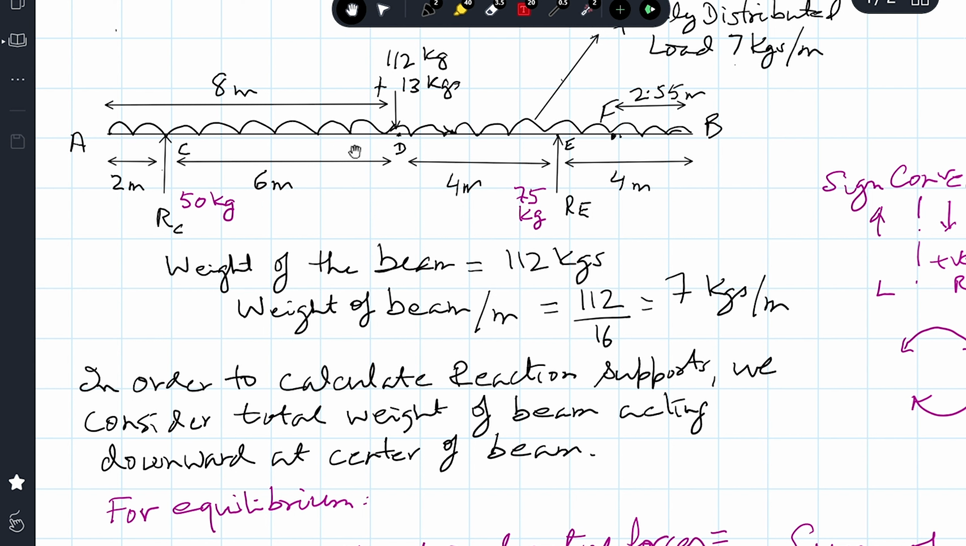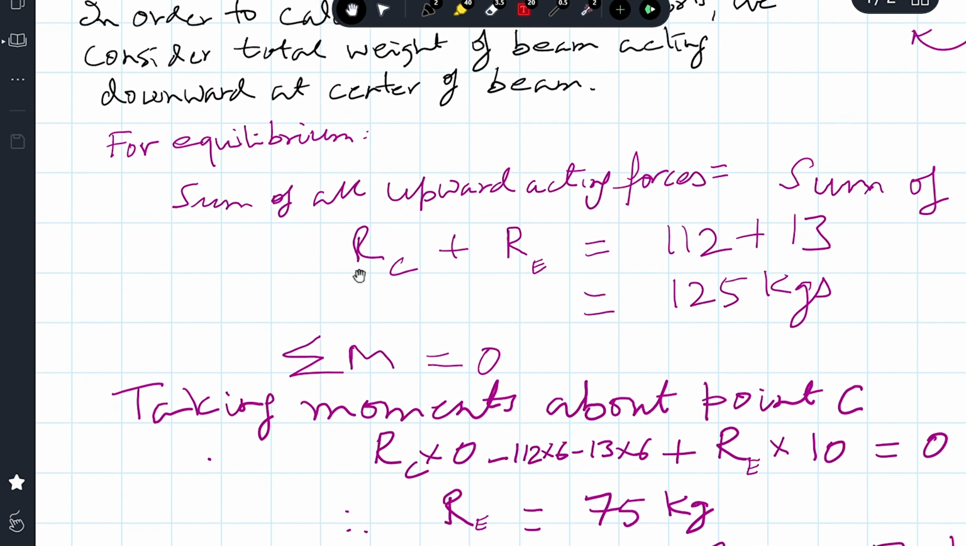So SF at this point M, you see how many forces are there to the left of it. One is the weight of the beam. So if the length is X, weight of the beam will be 7X. And then we have this 50 kg of reaction force acting upwards. So minus 7X and plus 50. This is the shearing force to the left of this point M, where SF is becoming zero.